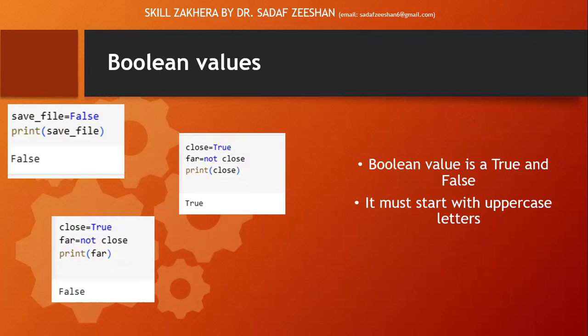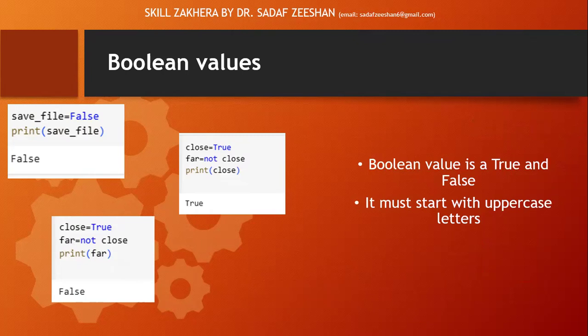Now let's look at Boolean. Boolean is a value which is either true or false. Please note, when I assign a variable, I can only assign a value of true or false, and only then it will be a Boolean value. Please note, this is not in double quotes. If I write save file in double quotes, this becomes a string. So I have to write save underscore file equal to either true or false.